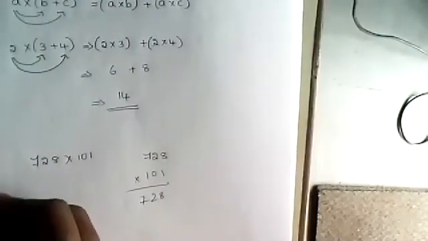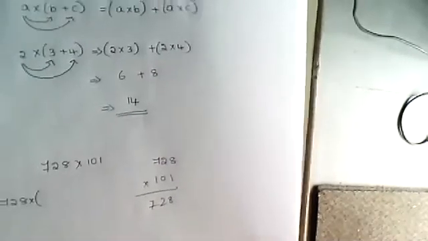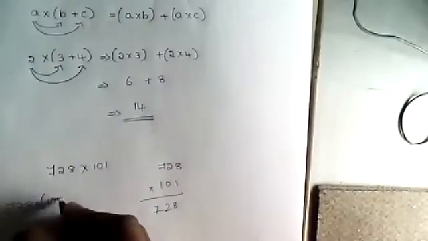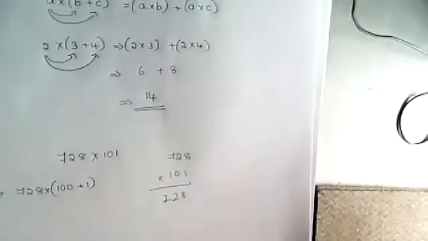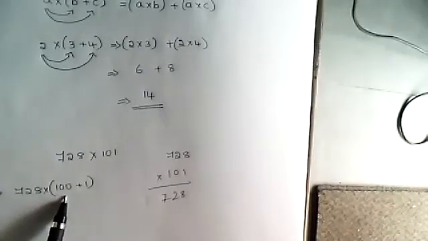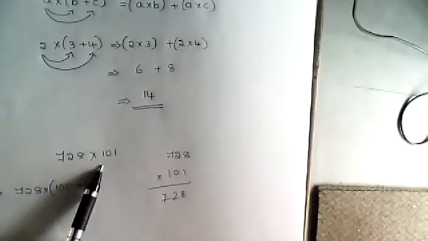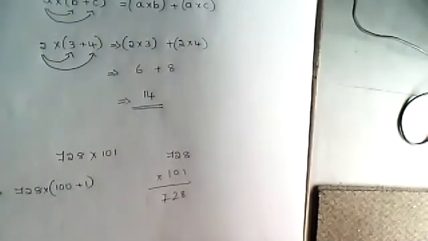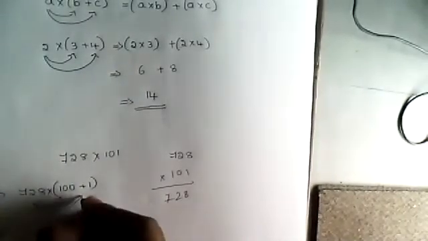How? See here, 728, I'll write as this. This 101, I will split into 100 plus 1. Is it correct? 100 plus 1 is nothing but 101, correct? 101 I have written as 100 plus 1. Aditya, understand? This 101 I am splitting into 100 plus 1. Now we have to multiply these.